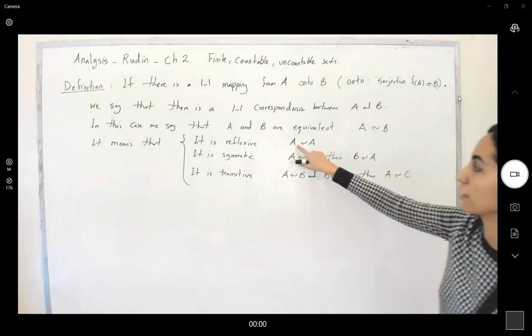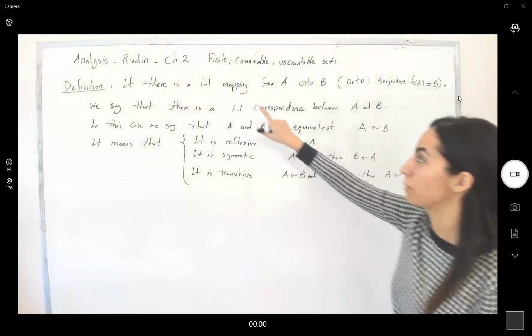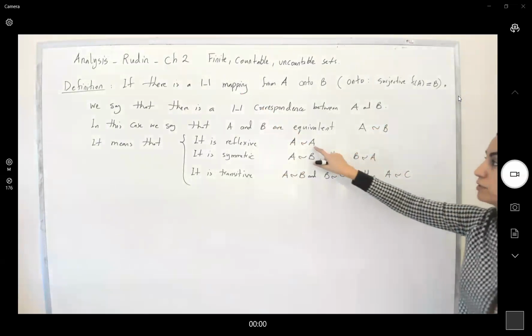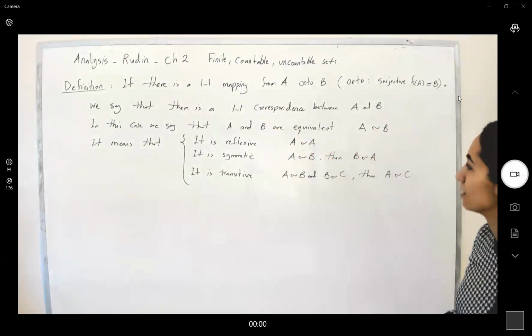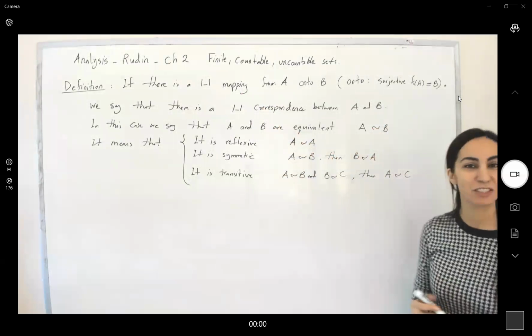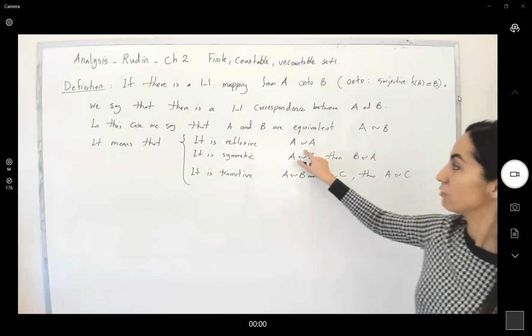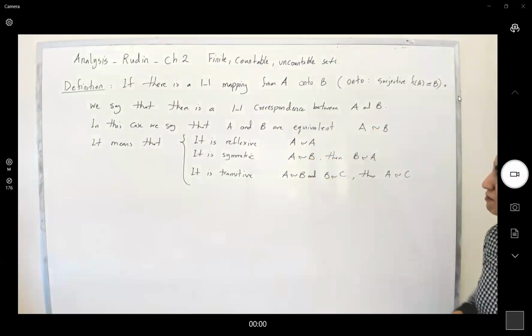So if we can find a one-to-one mapping between A and A, remember that in this case we can work with the identity function. We have a reflexive relation.